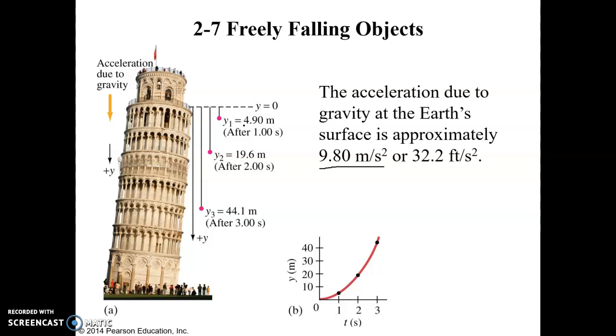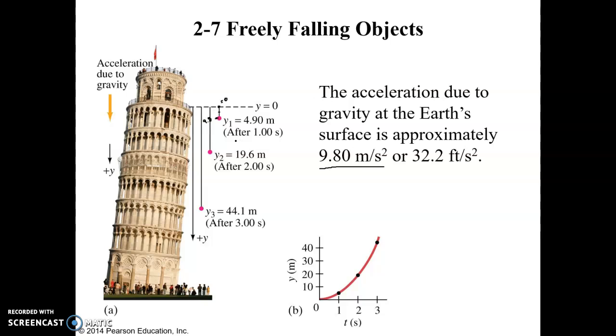Okay, and so the reason why the distance is 4.9 is because if we think about the initial velocity 0 and the velocity after 1 second of 9.8, if we take the average of those two values, we get 4.9. And so that is the average velocity in that interval. And so if we multiply the average velocity by 1 second, we get 4.9 meters. So the average velocity in that first second interval was 4.9.